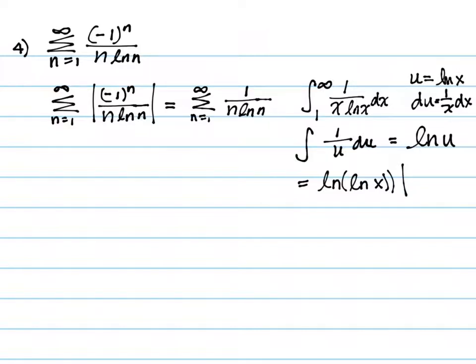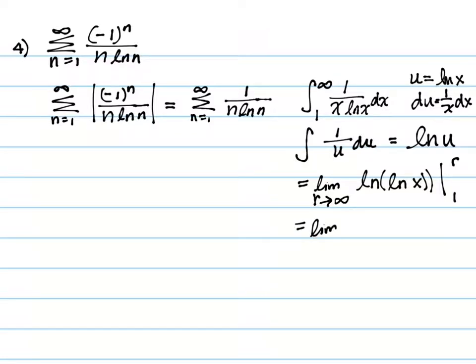It's not infinity like that. Let me put the limit in front. So this is the limit as, let's use r, limit as r goes to infinity of r, and we have 0. Was it 0? No, it was 1 down here at the bottom. So what is the limit as r goes to infinity of the natural log of r minus the natural log of 1?